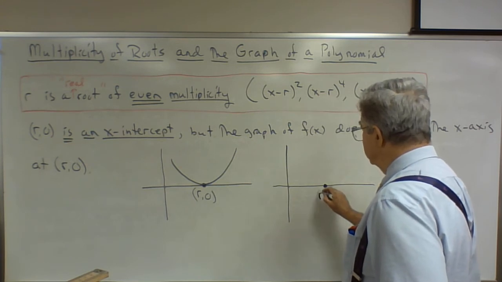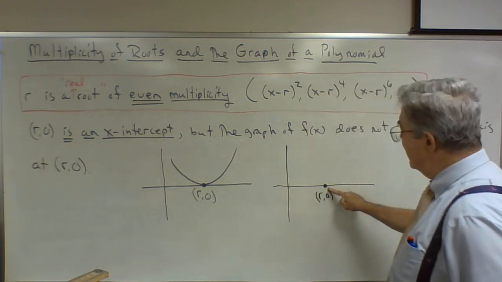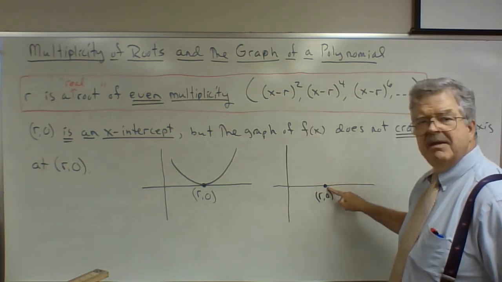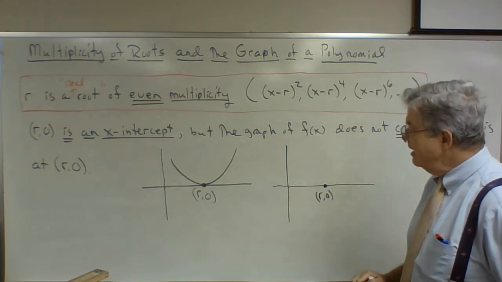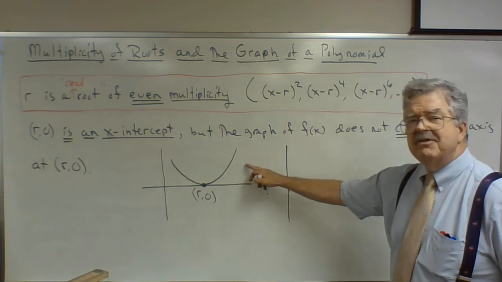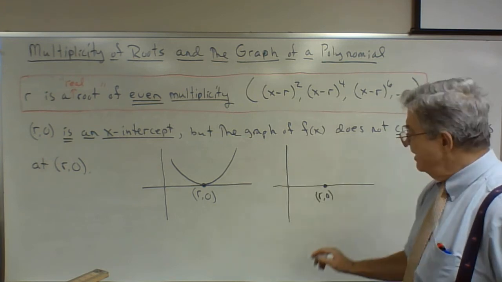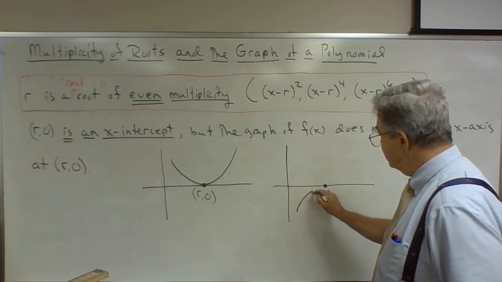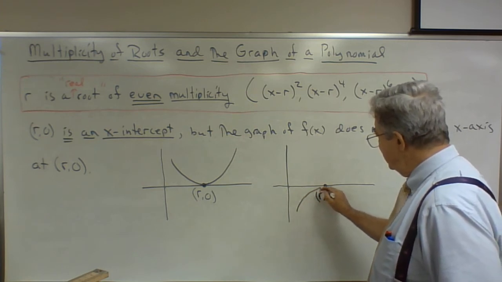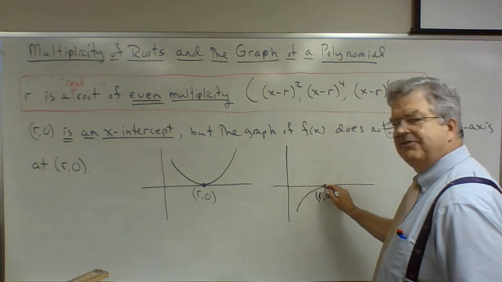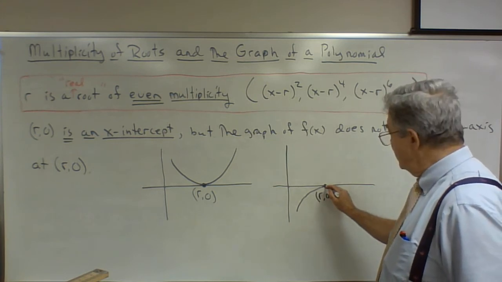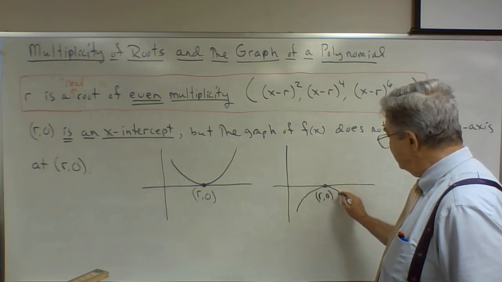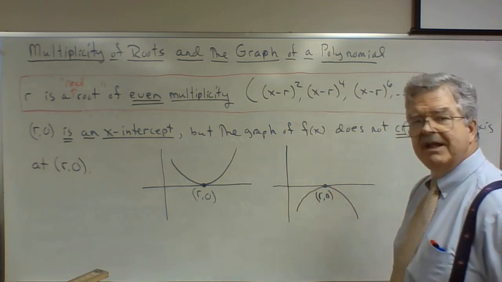And the second scenario is an analogous case. Here's (r, 0) again. The graph of f of x touches the x-axis here, but it doesn't cross. So if the graph doesn't look like this, then the graph is going to have to look like this. It comes up and just touches the x-axis right there, and without crossing the x-axis, it turns around and goes back down like that.